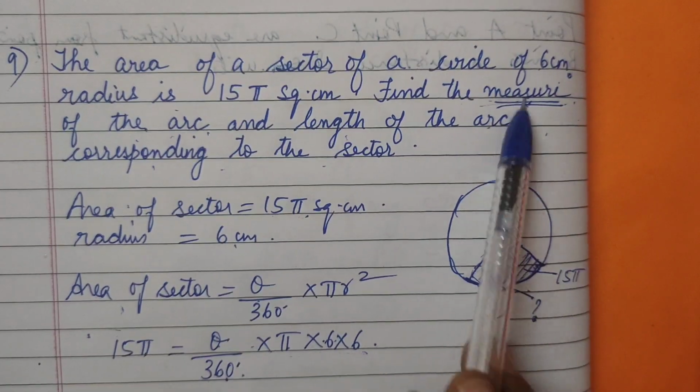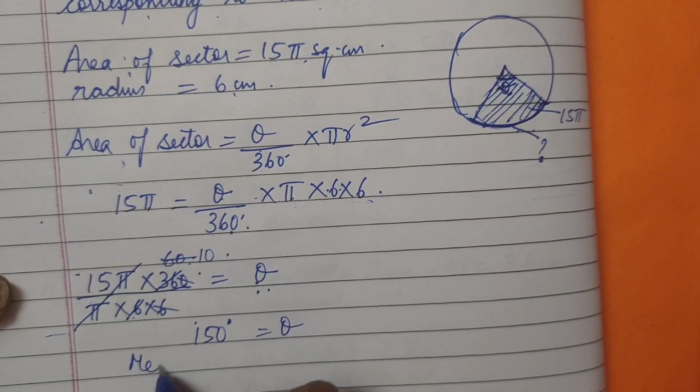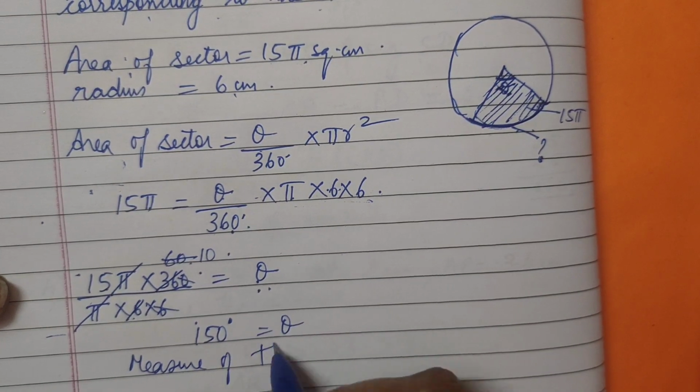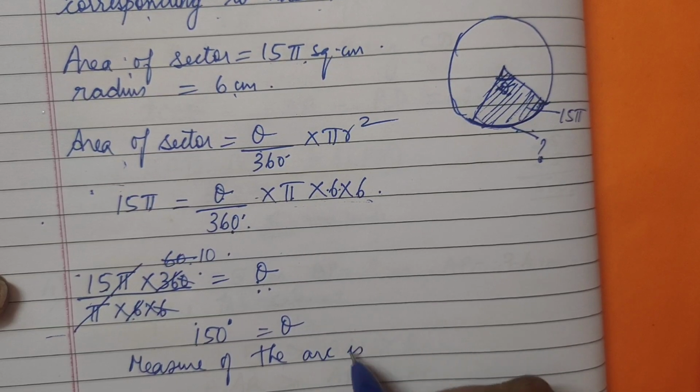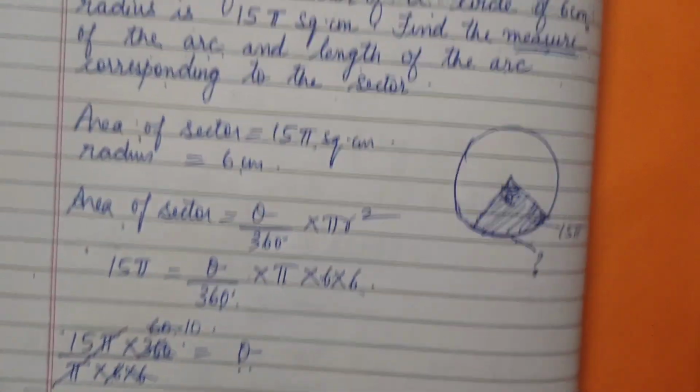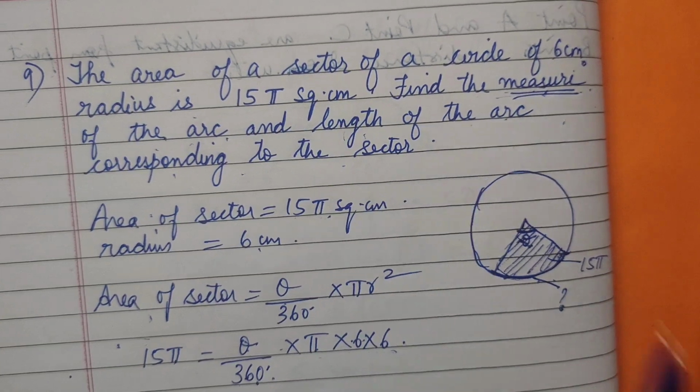That is, theta is what? Theta means nothing but the measure of the arc. So we will write it. The measure of the arc is 150 degree. Is the sum completed? No. They asked what is the length of the arc.